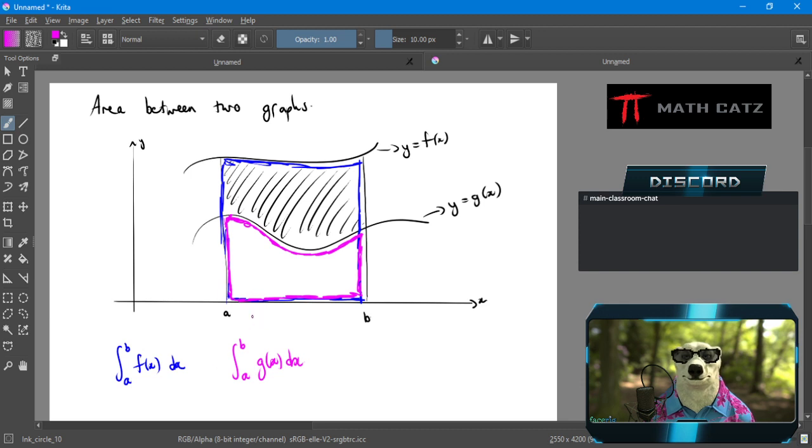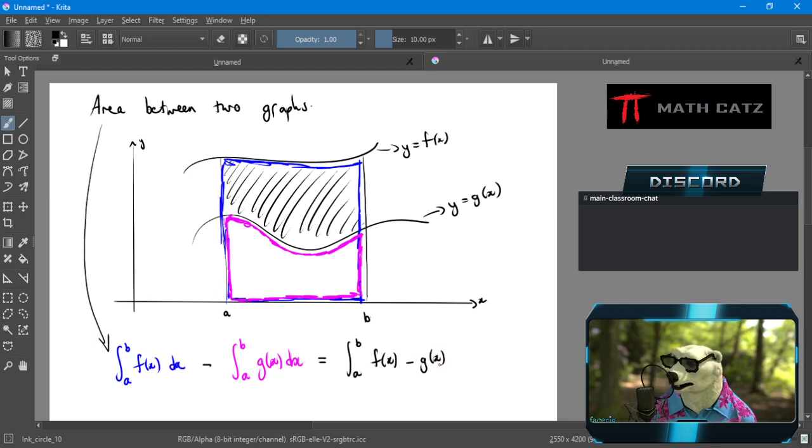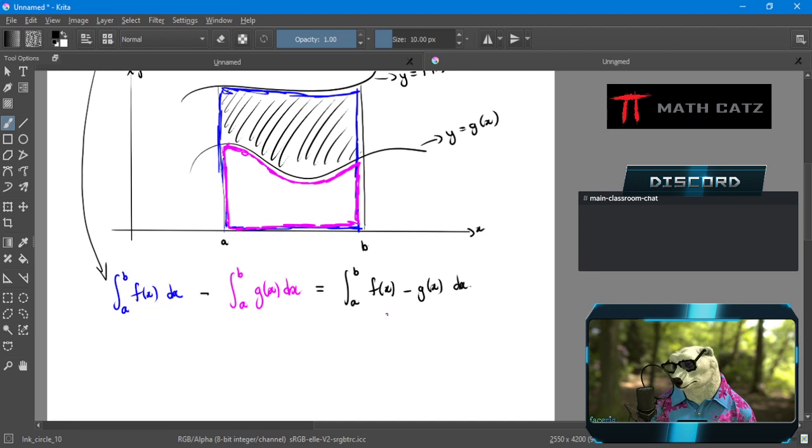And I simply need to take that away from the blue area. Take it away. So the area between two graphs will be calculated like this. But I can certainly put these together by reversing the sum difference property and merge them to integral a to b f of x minus g of x. And x is my variable. This is always going to be top boundary minus bottom boundary.